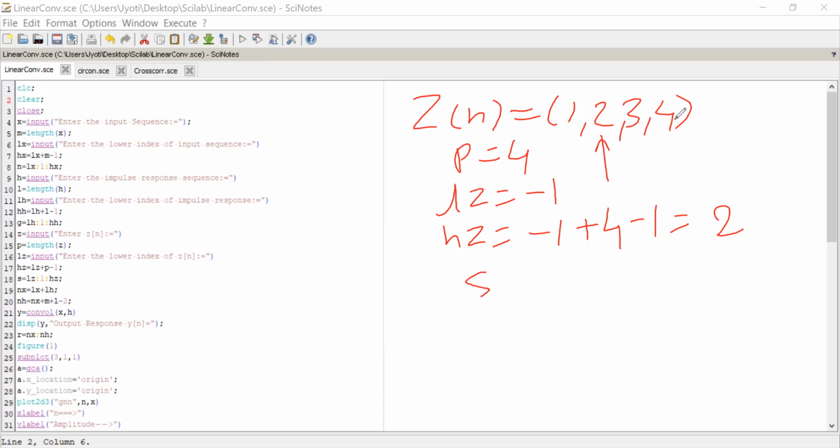Therefore, what I have written is S is equal to Lz. Lz value is -1, in steps of 1, ending value Hz. Hz is 2. That means it will start at -1 and end at 2 in steps of 1, that is -1, 0, 1, 2. Now you have taken all 3 inputs. Next, for the output signal, that is the convolution of x of n with h of n, you have to calculate its starting and ending limit.